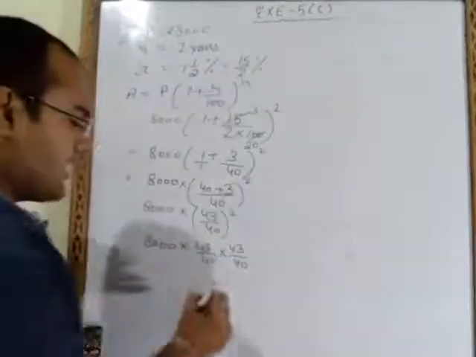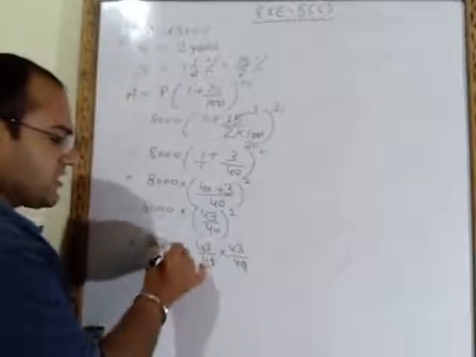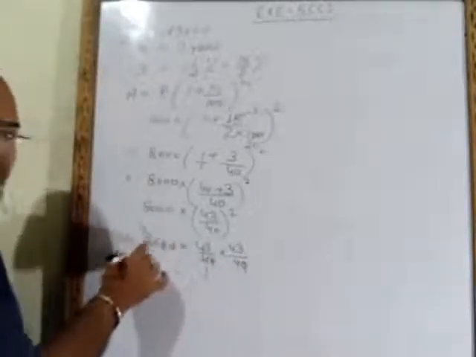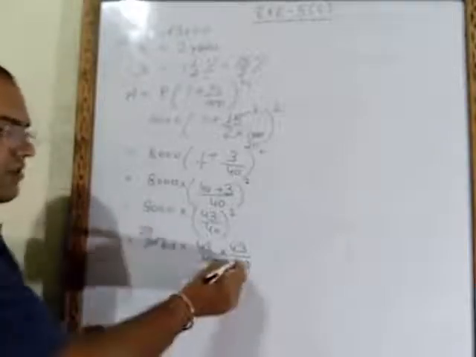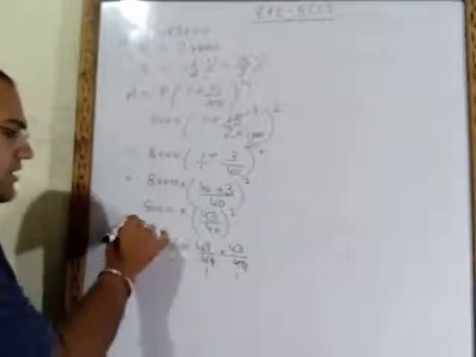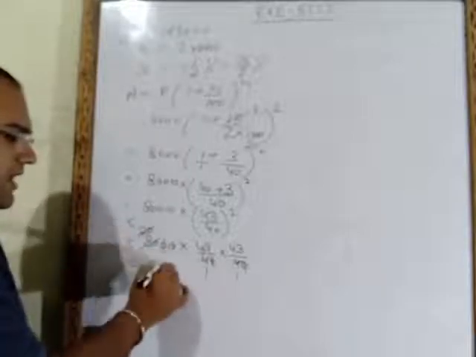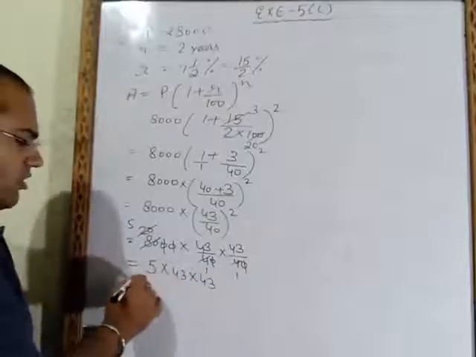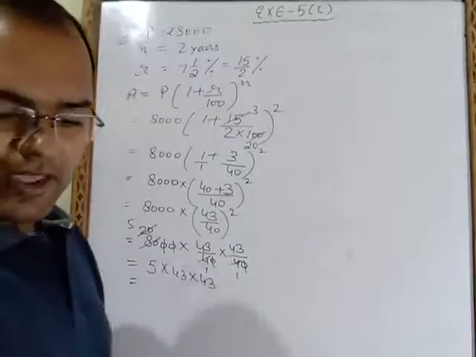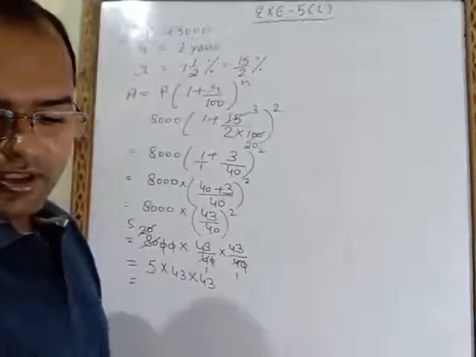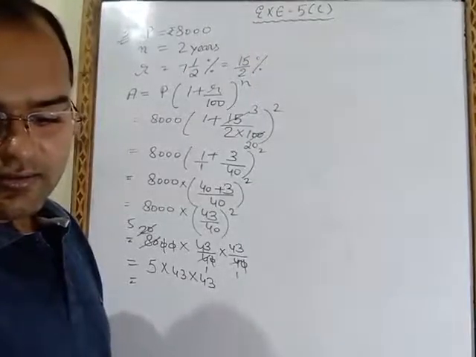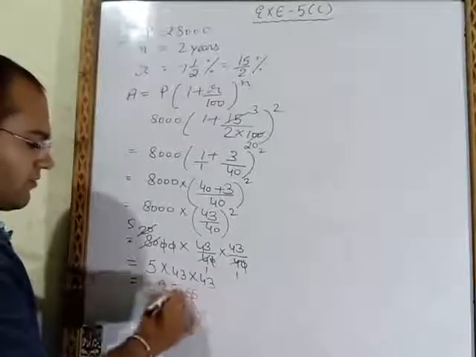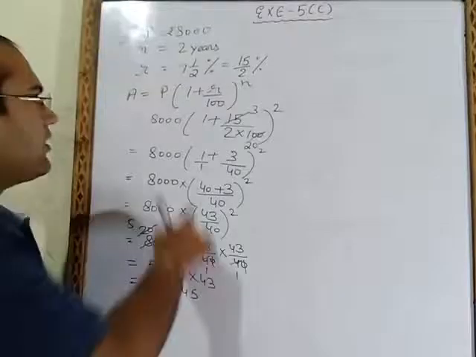After that last 20 we will cancel with these last 20. Now 4 1s are 4, 4 2s are 8, last 0 will come at last, 4 1s are 4, 4 5s are 20. Now we have to multiply 5 with 43 into this 43 also. So on multiplying these numbers, 5 multiply 43 multiply 43, we will get 9245 rupees. So this is the answer for amount.